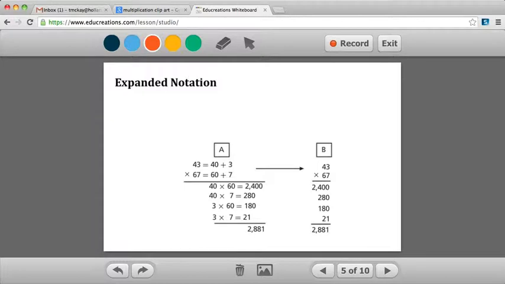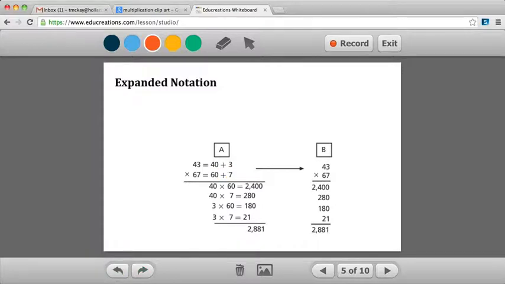Moving on into the expanded notation. The expanded notation is much like the place value sections that we just did, except for using the boxes. They simply go through and they solve this without using the boxes. They still divide it up into 4 tens, which is 40, and 3 ones, which is 3. 40 plus 3 is 43, and they divide this one up. 60 plus 7 is 67. So it's the same thing that we just did.